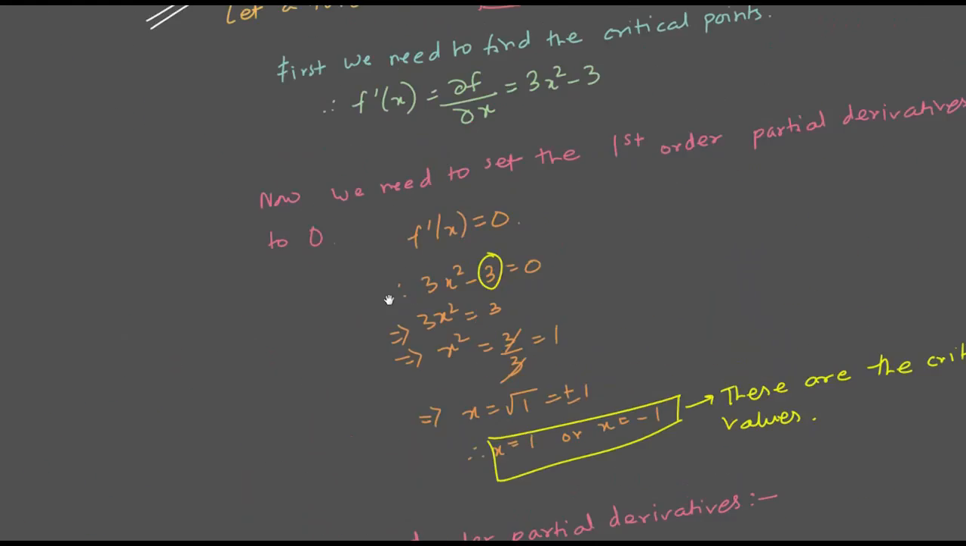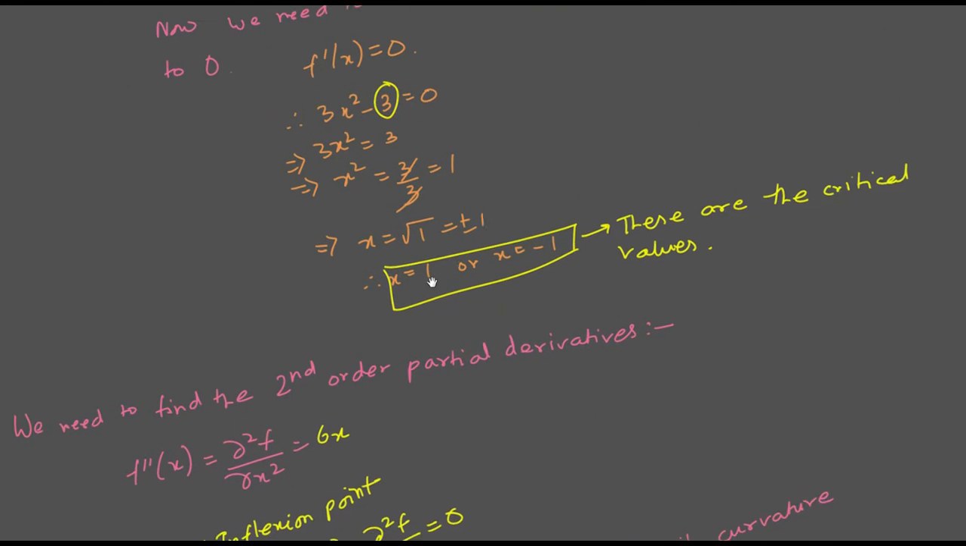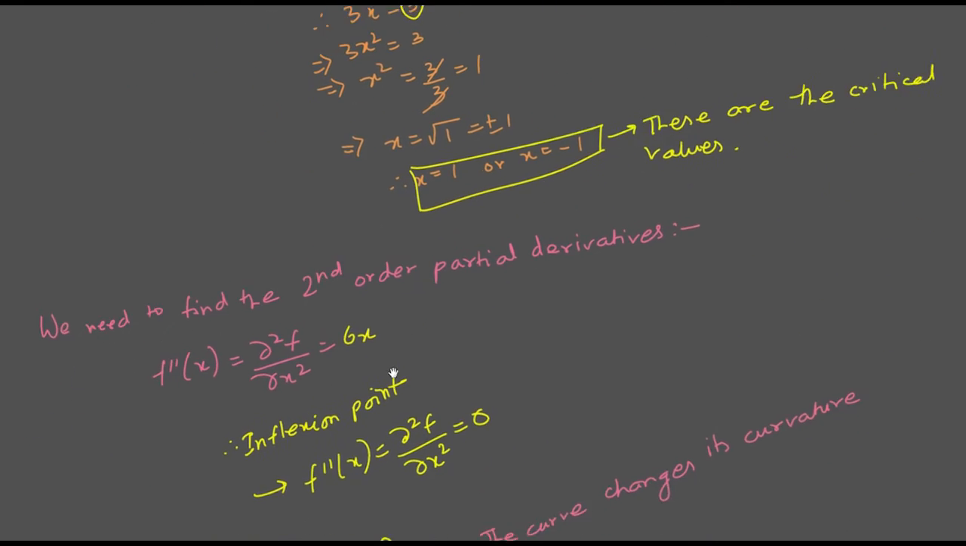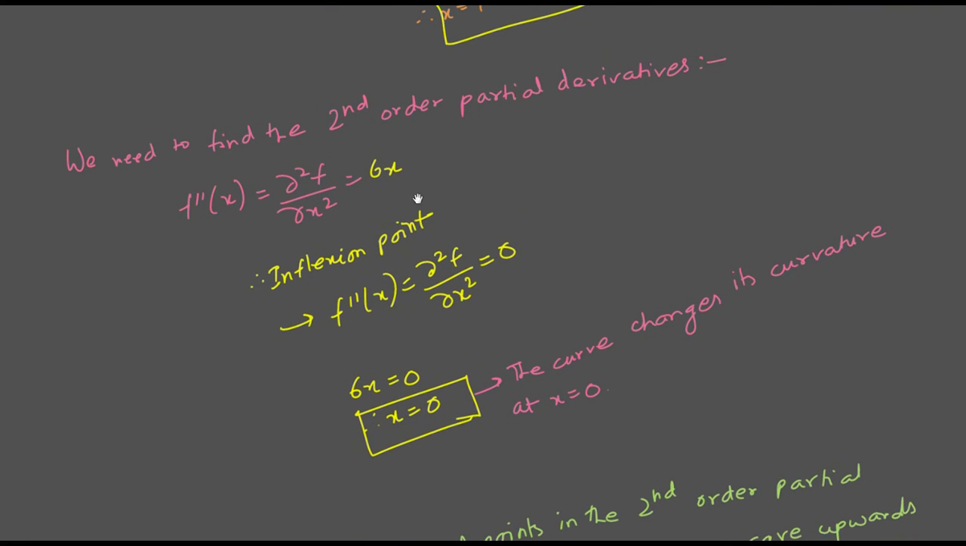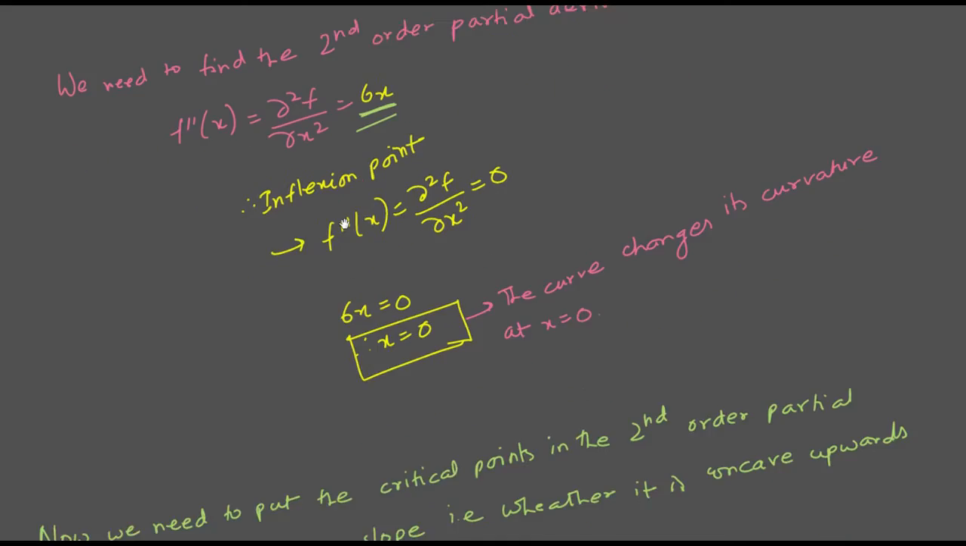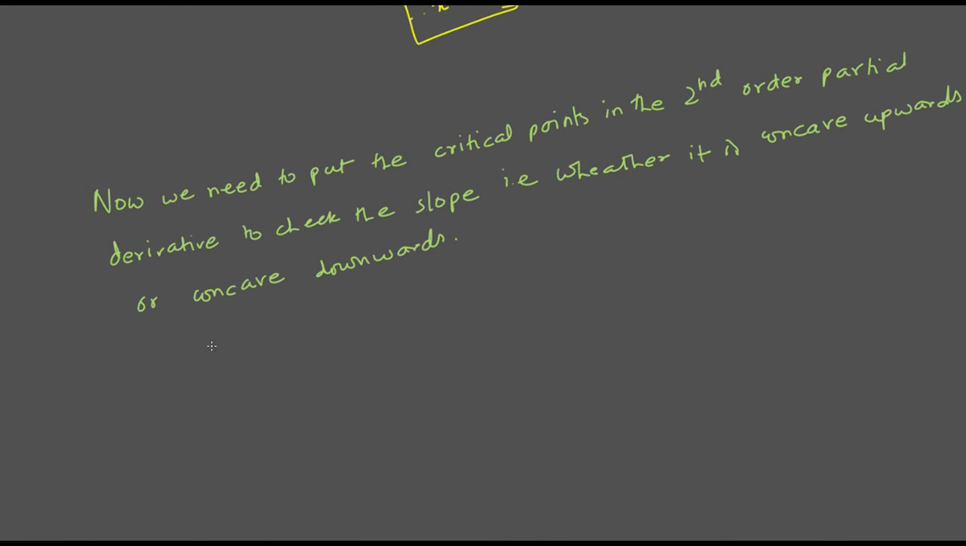So what critical points did we obtain? The critical points are x equals 1 or x equals minus 1. And what is the second order partial derivative? 6x, right? Therefore f double dash 1, we are putting the critical value 1, gives 6 into 1 equals 6, which is greater than 0. Therefore positively sloped, concave, and we can also write this as concave upwards.